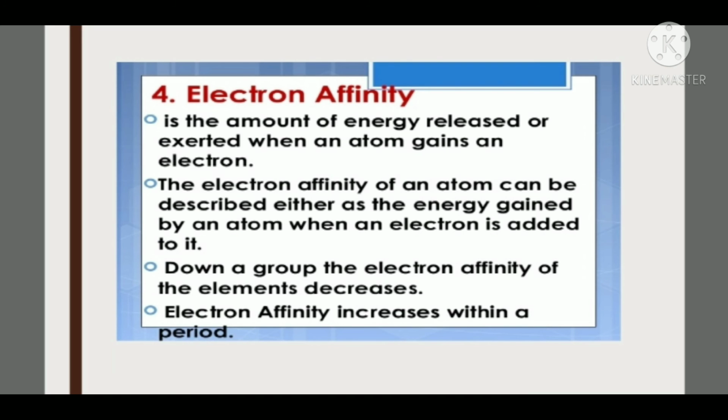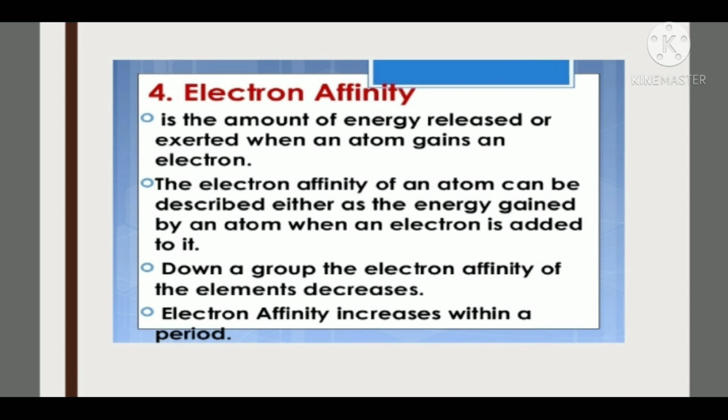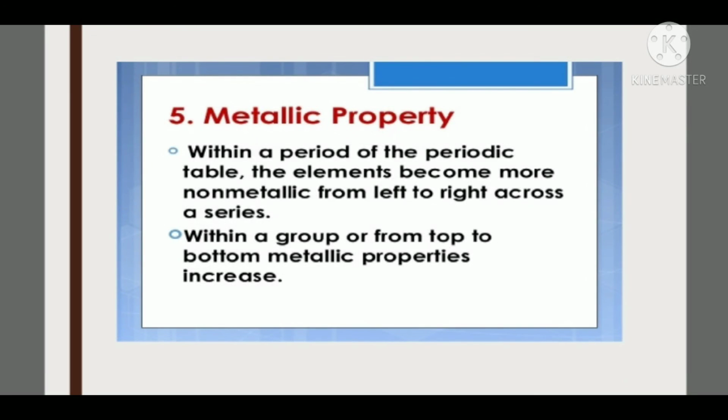The electron affinity of an atom can be described either by group or by period. Down a group, the electron affinity of the elements decreases. Electron affinity increases within the periods. The last trend is the metallic property.